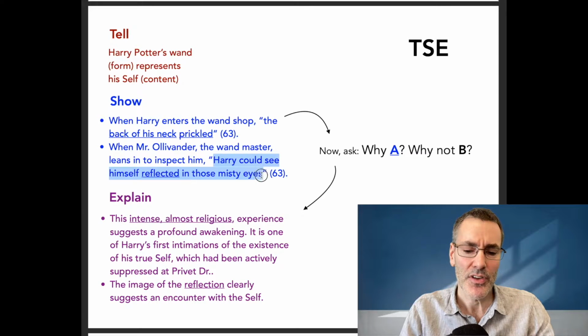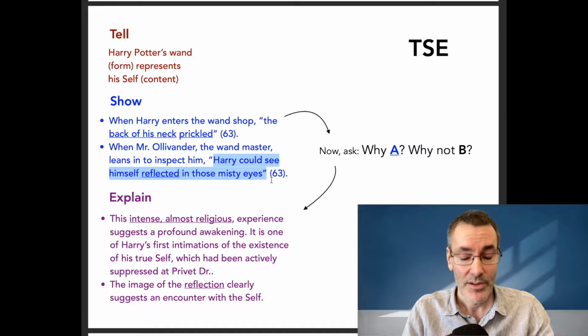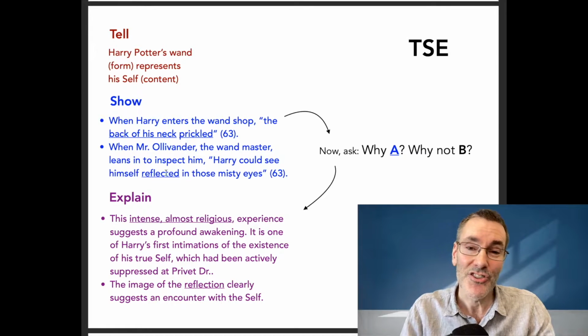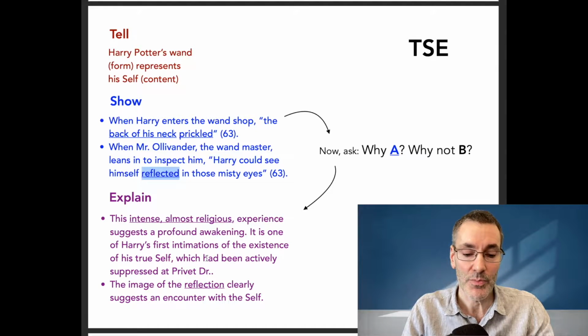Why this particular scene? Ollivander could have just said, "Hey, Harry, come and get your wand." But she didn't. She specifically used the word "reflected." So let's see how that works in the explain section.